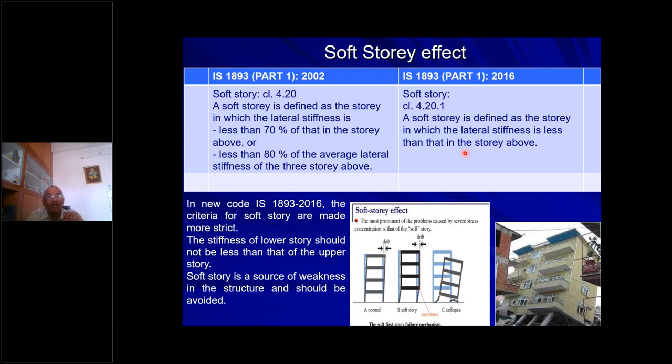Okay. So the codal clauses with reference to the soft story in IS 1893-2016 have been made more stringent, more strict actually. That is why in any case the stiffness of the lower story should not be less than that of the upper story, because from earthquake effects they observed that most of the buildings failed because of the soft story. That is why they have made this particular clause more stringent. Okay.